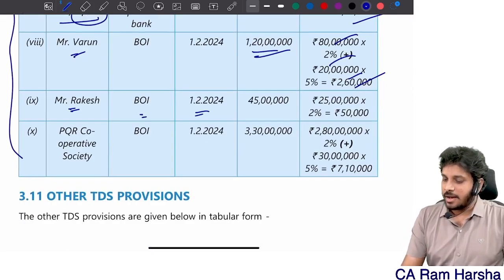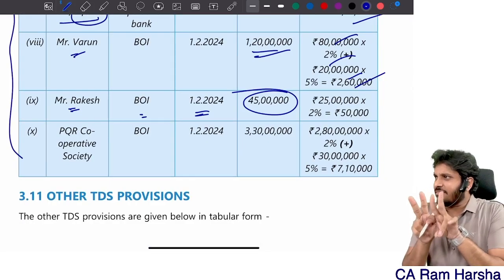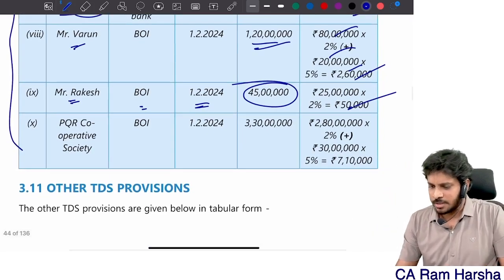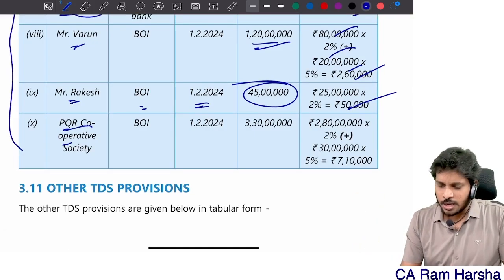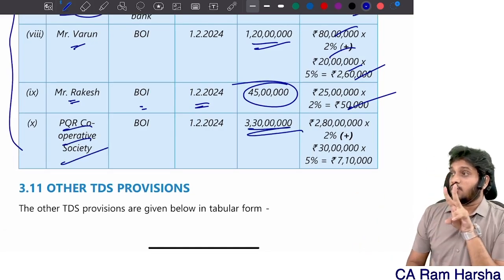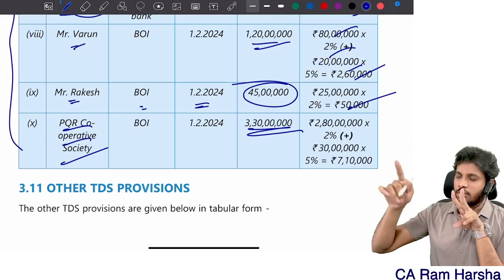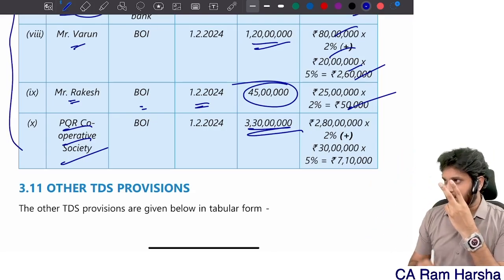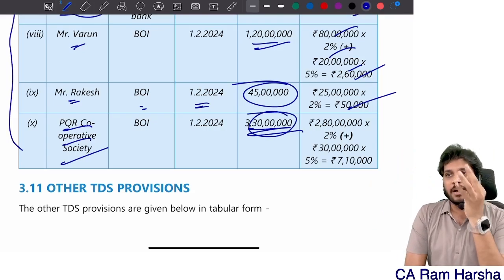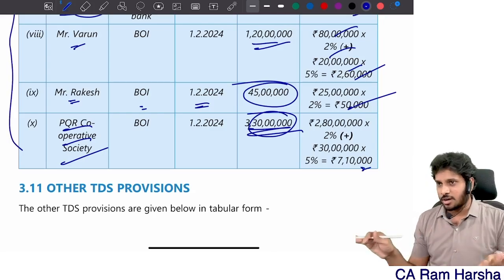Rakesh, bank, 1st February, 45 lakh. 25 lakh into 2%, 50,000. Cooperative society, 3 crore 30 lakh. 20 lakh to 3 crore, so 2.8 crore into 2%. On the extra 30 lakh, multiplied by 5%. That's the logic. Easy or not?